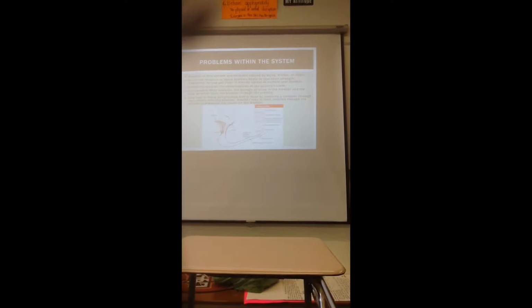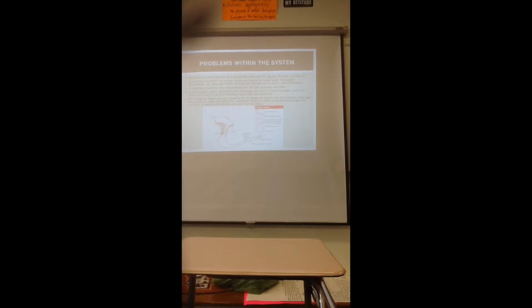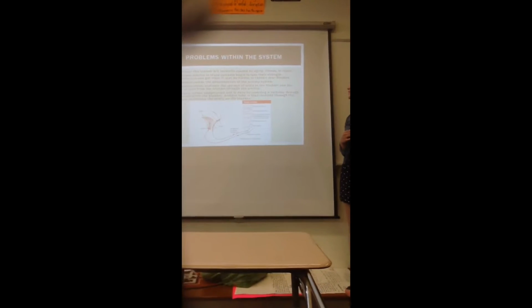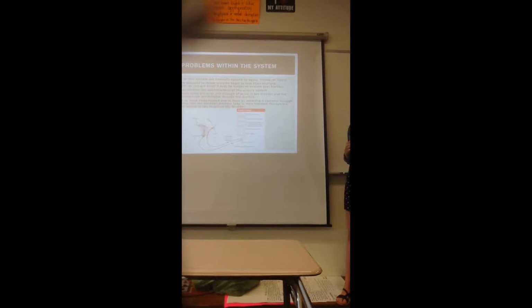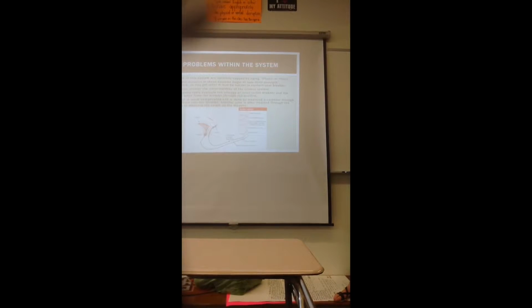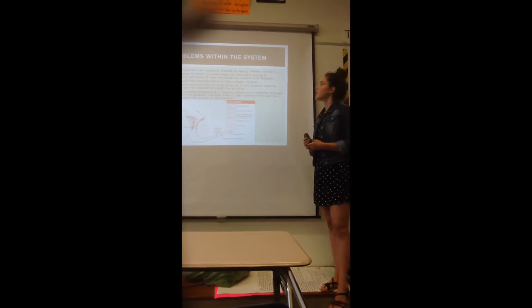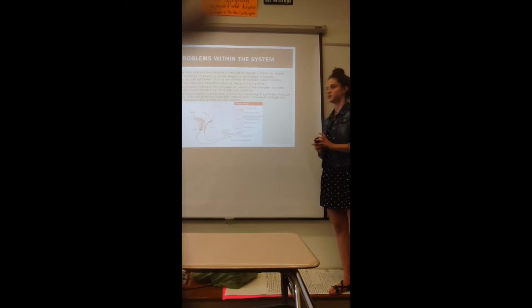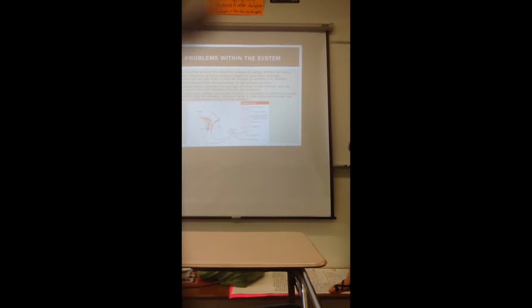So sometimes there can be problems with the system, usually caused by aging, illness, or injury, and then over time muscles begin to lose their strength as you get older because they've been used for so long. So it's harder to contain your bladder, so that's why people in older age have incontinence issues.